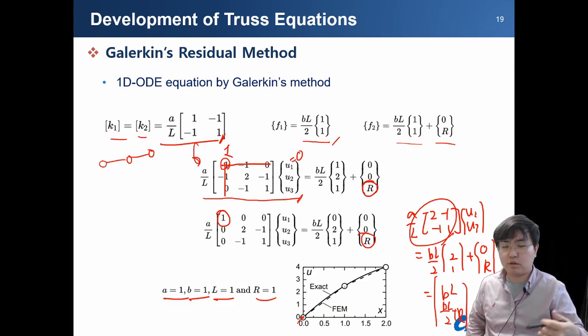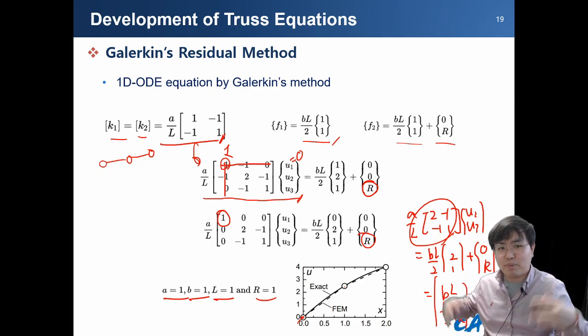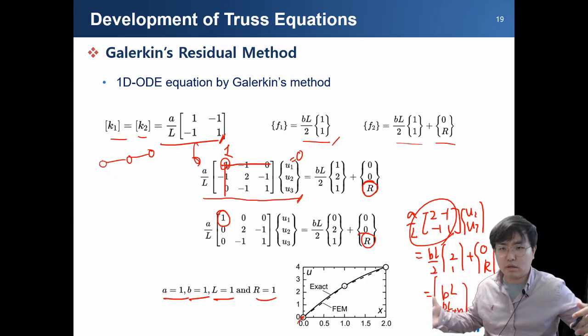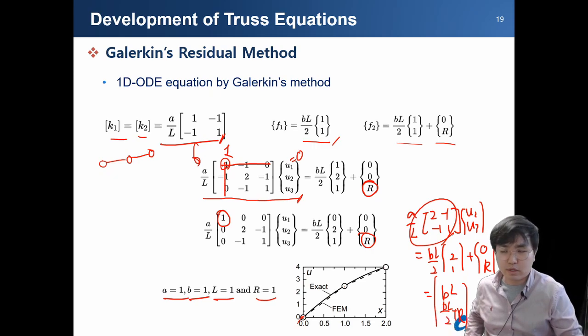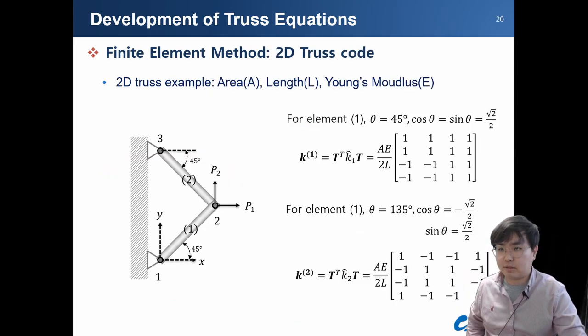So this is the introduction of the Galerkin residual method. Compared to the potential energy approach and the direct stiffness method, I think it will be very hard to understand the first time, but after understanding this method, you can expand it to other dimensions or theories. So I'm going to give some homework to practice this Galerkin residual method. This is the first part.